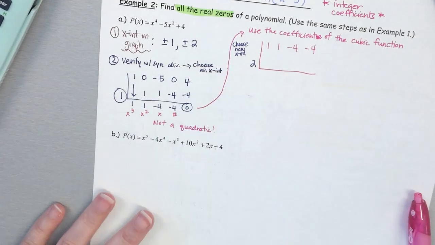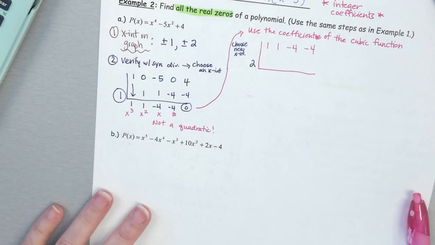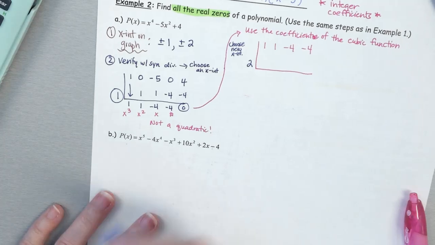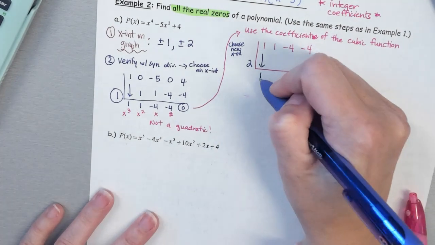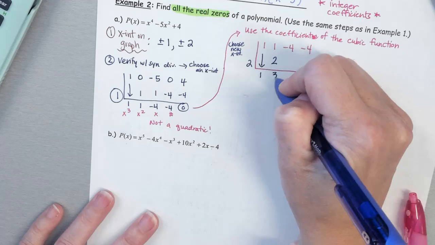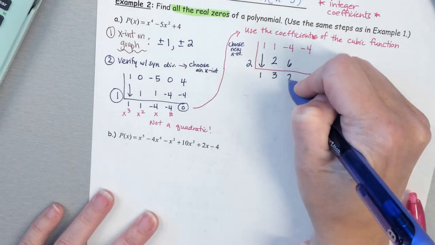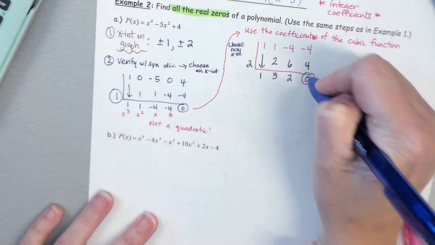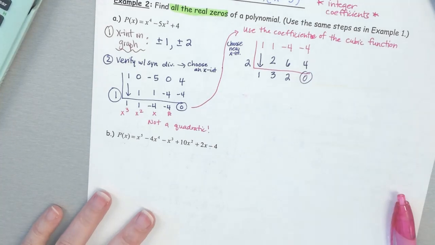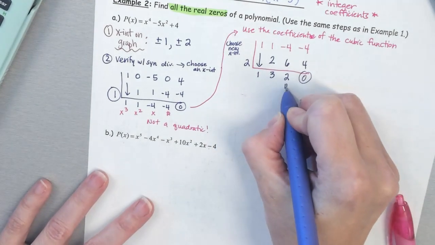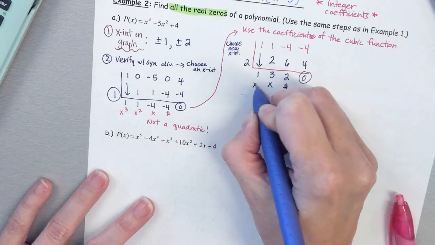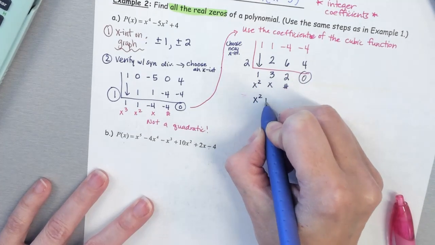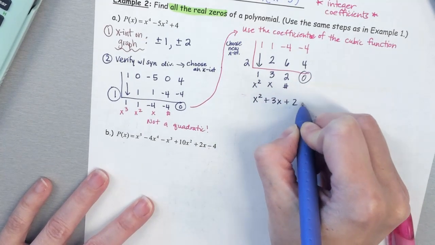Okay, so here you chose an x-intercept. Now you're going to choose a new one. And then we do synthetic division. So 1 times 2 is 2, 2 plus 1 is 3, 3 times 2 is 6. Add them together, multiply. Okay, and now we have a quadratic. So I have x squared plus 3x plus 2 equals 0.